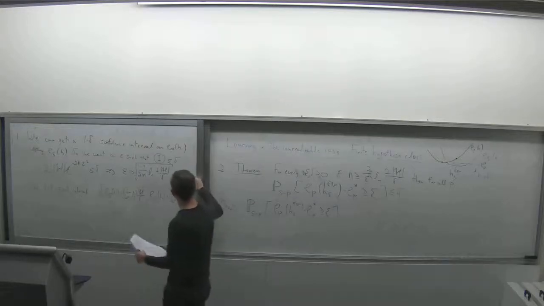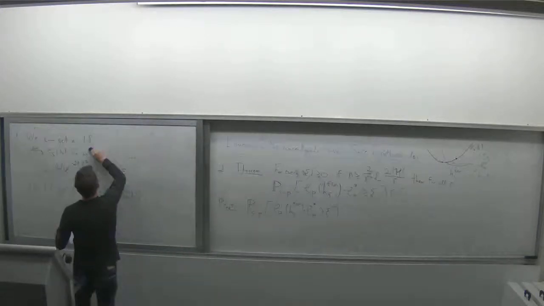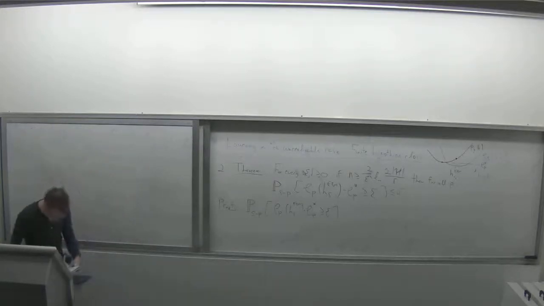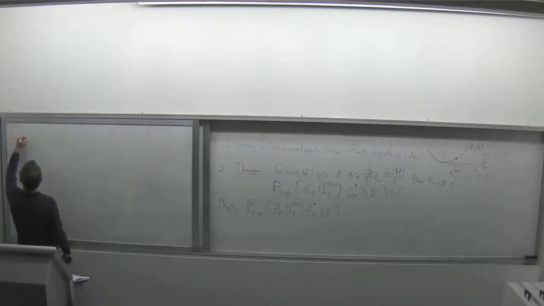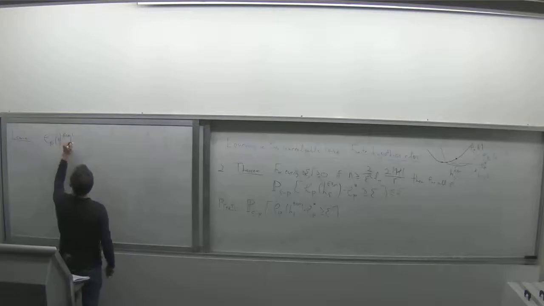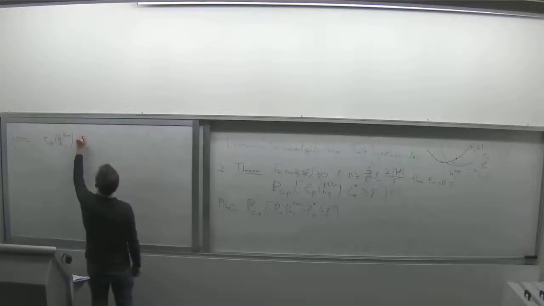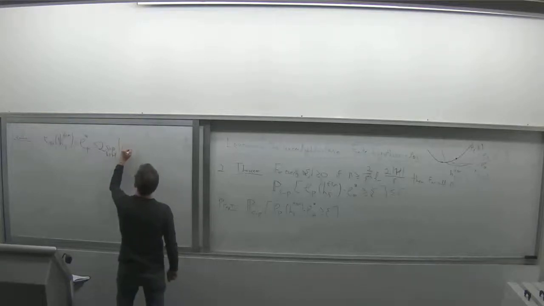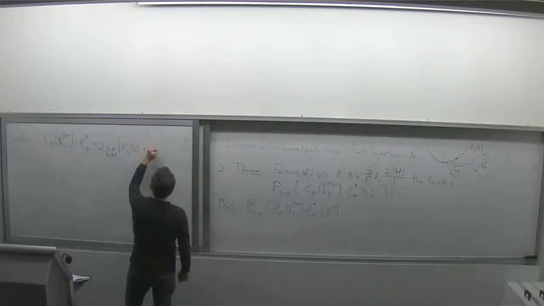Okay, let's write it. So the lemma, just to refresh our memory, says that the generalization error of ERM minus the best generalization error is less than twice the supremum over H of the difference between the curves.